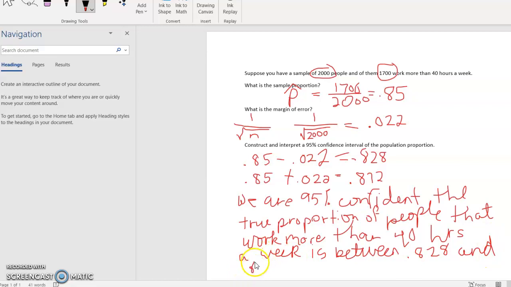And every confidence interval we do is going to be very similar. We're going to say something like, we are, and our percentages might change later, but in this case we are 95% confident. And then we're going to look and see, are we finding a proportion or a mean? Well, our question was about proportion, so it'll be true proportion. If it had been about means, we would have had true mean. And then we look and see, what is it that we were finding the proportion of? The people that work more than 40 hours a week. That comes next, and is between the two values we got when we did our computations.